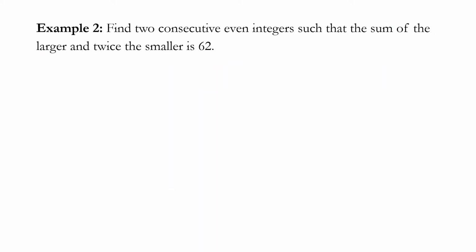All right, so example 2 says find two consecutive even integers such that the sum of the larger and twice the smaller is 62. So notice how this one says even integers. So even integers, we're going to let x equal the first integer, and x plus 2 is going to represent the second integer.